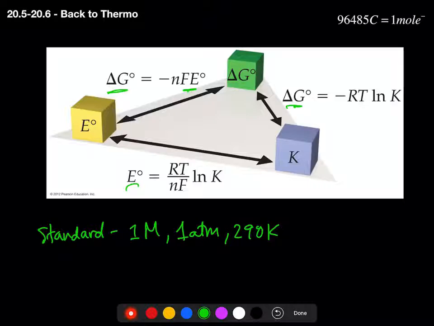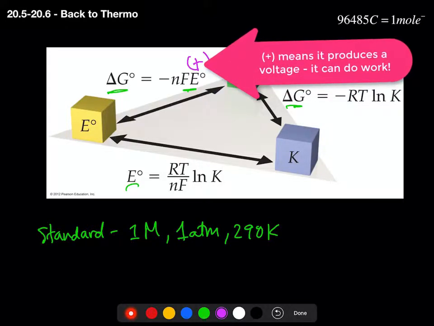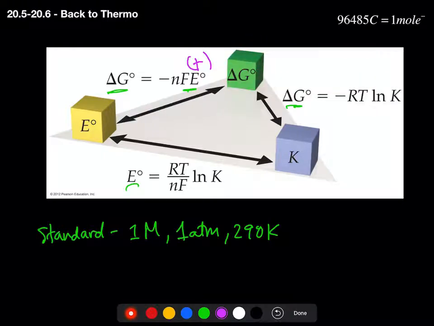And so this allows us to relate things. Thinking about what we know, we've already said that when E is positive, that means it's a spontaneous cell. It means it happens on its own. So if E is positive, what should the value of delta G be? It should be a negative value. That makes sense.